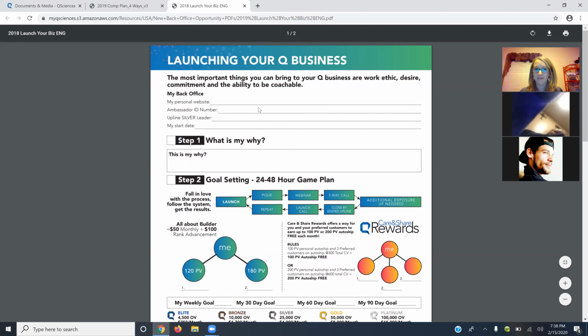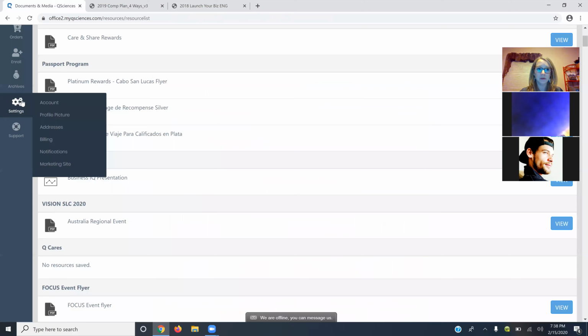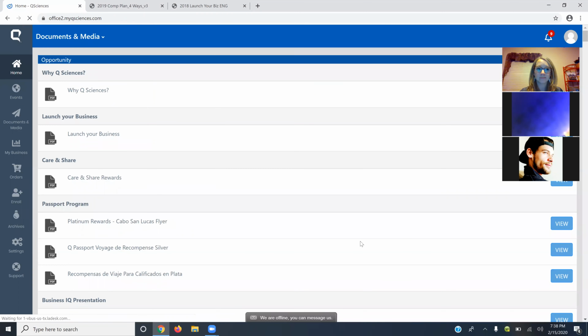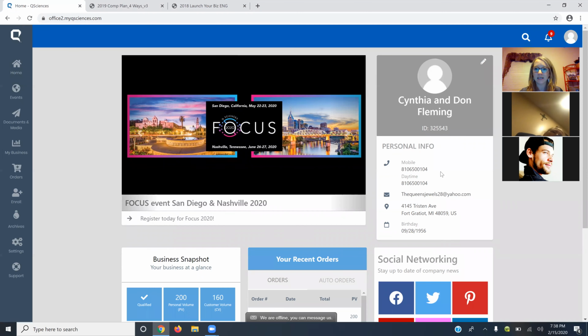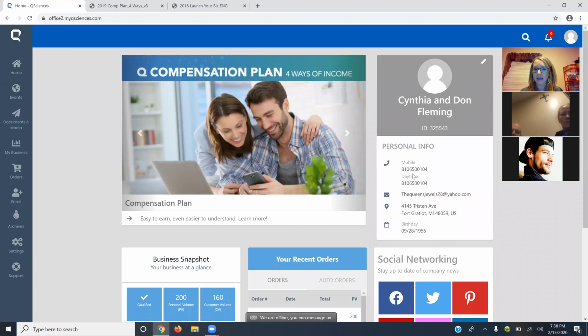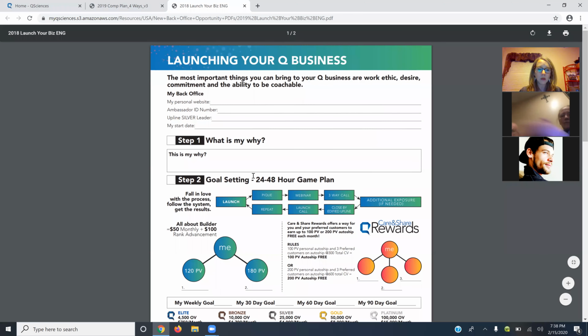Now, if you're wondering where to find this information, you simply log into the back office. And when you log in, it looks like this, and it's right here. On your top right-hand corner, it has your ID number and all of your contact information there for you. So that's good to know.